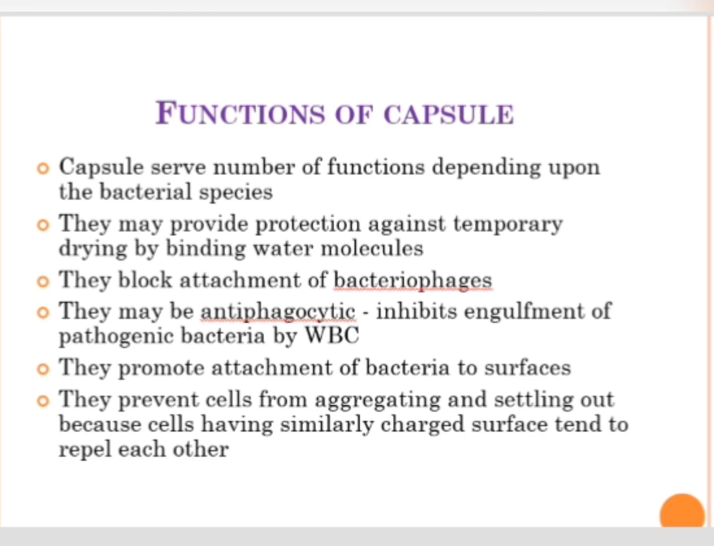And another function is that these capsules promote attachment of the bacteria to other cells or surfaces. And these capsules have certain charged ions, and so these charged ions prevent the bacterial cells from aggregating with each other. If bacterial cells aggregate, then what happens? They will form coagulates, and they will get settled down. So the capsules prevent these bacterial cells from forming aggregates or coagulates. So these are some of the important functions of capsules.